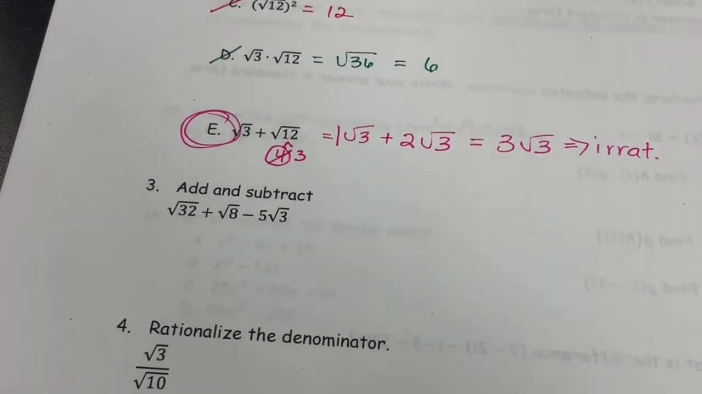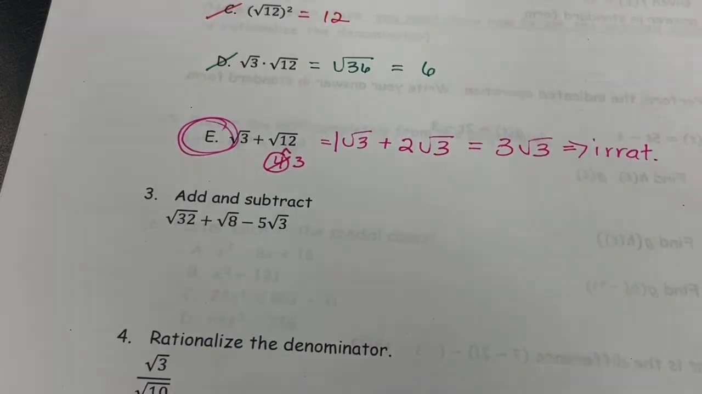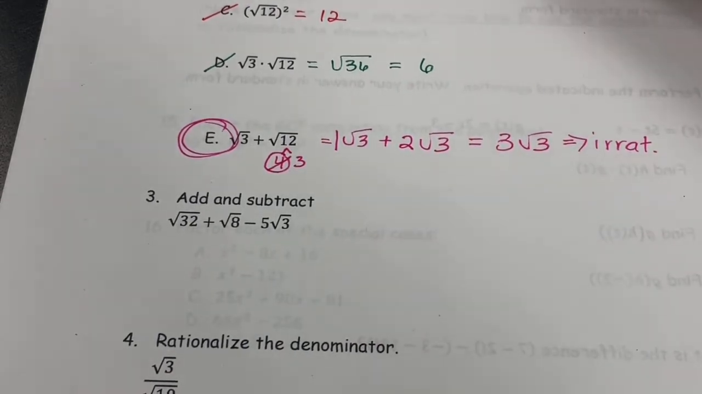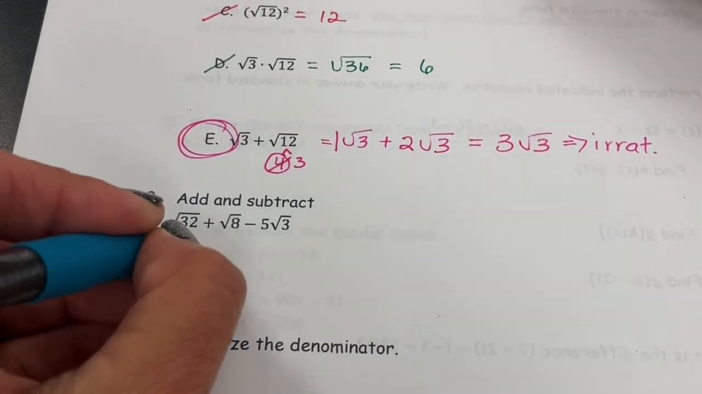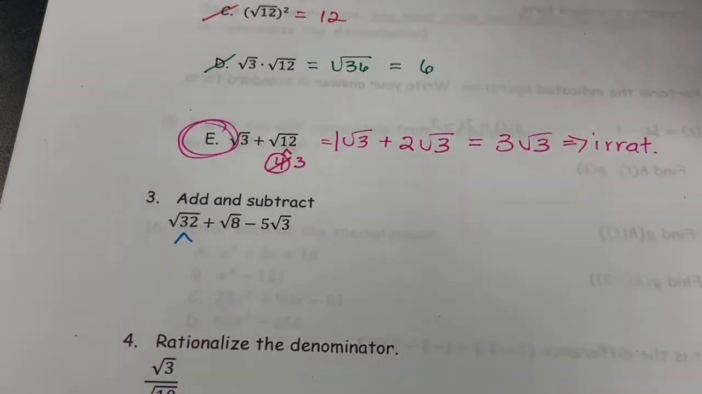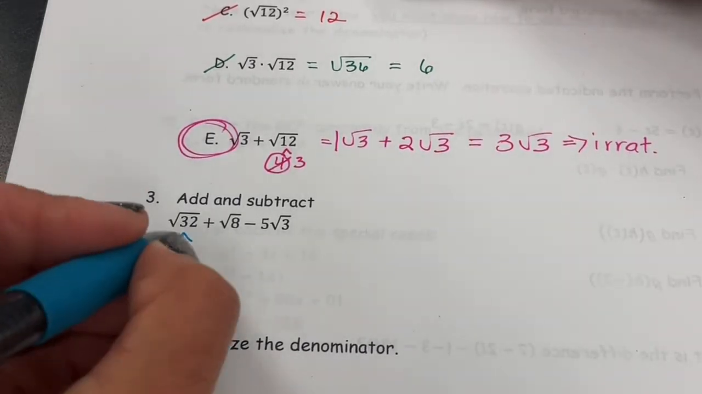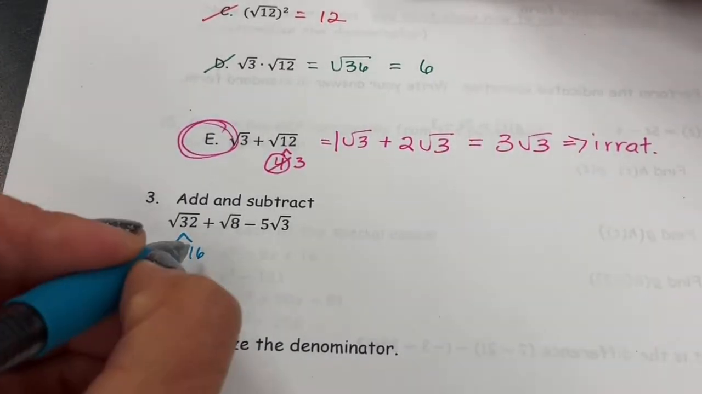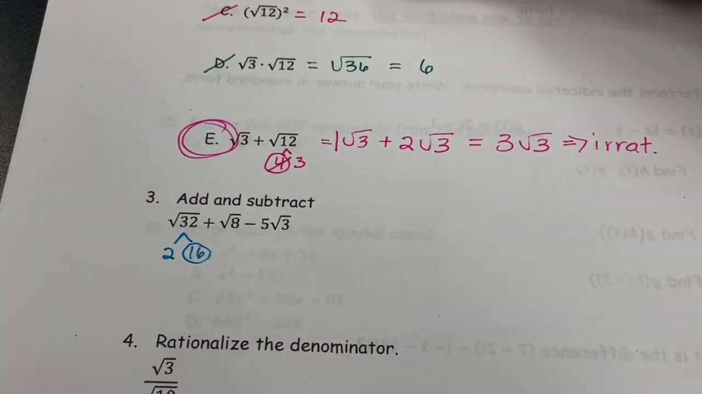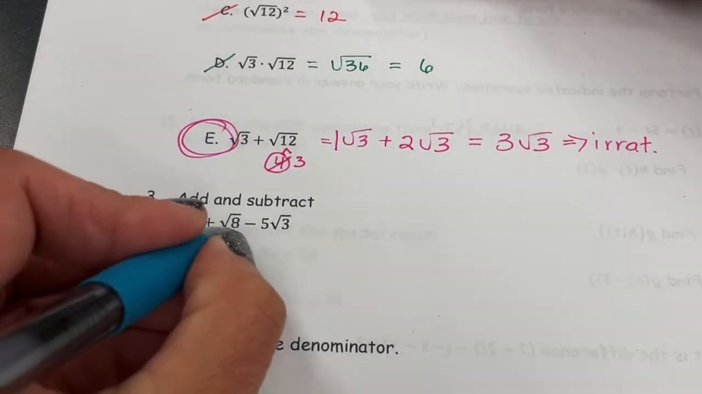Or sorry, not number 4, number 3. Add and subtract. So same type of thing. We need to do factor trees. 32 is 8 times 4, yes. But I want to look for the biggest perfect square. And if you divide 32 in half, half of 32 is 16. And 16 is a perfect square, and the biggest one in there.